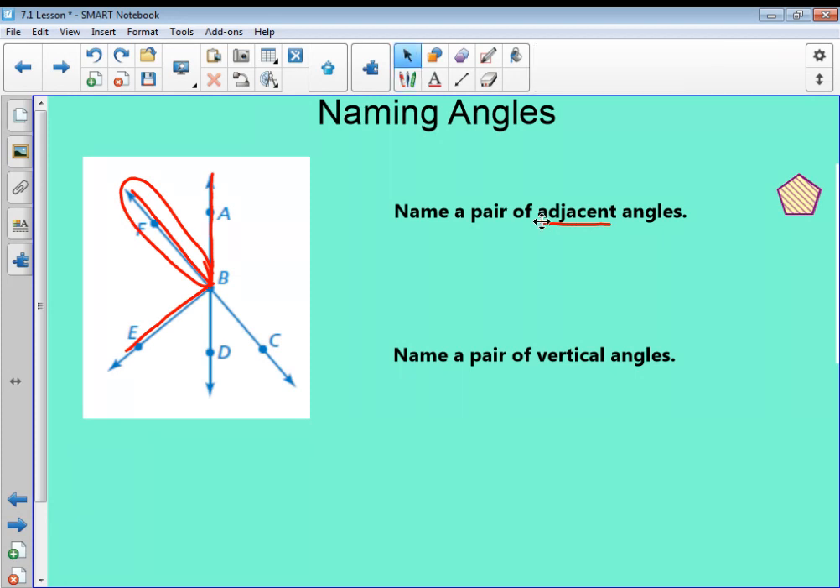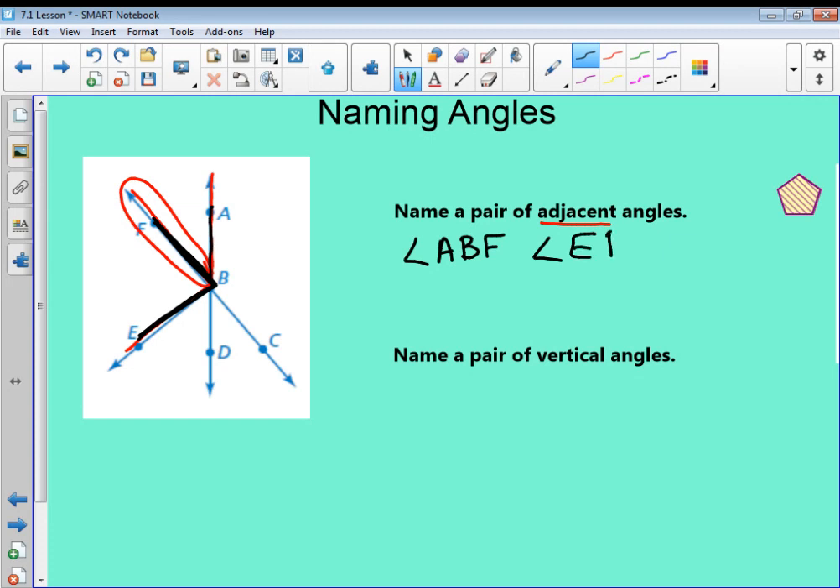So I'm going to trace over it as I say the angle measure. So I am going and following my red line, A to B to F. There's my angle. Angle A, B, F. That could also be written out as FBA, but B has to be in the middle. Okay, so now I'm going to trace the other one. E to B to F. Angle E, B, F would be another example. Or you could say FBE. They can be reversed, but B has to be in the middle. So there's a pair of adjacent angles. They share this common side right here.